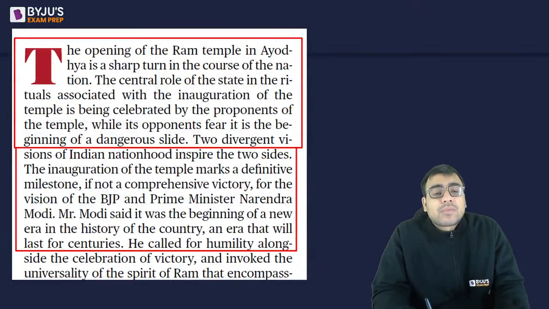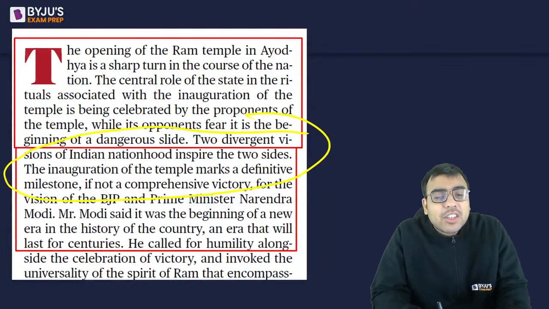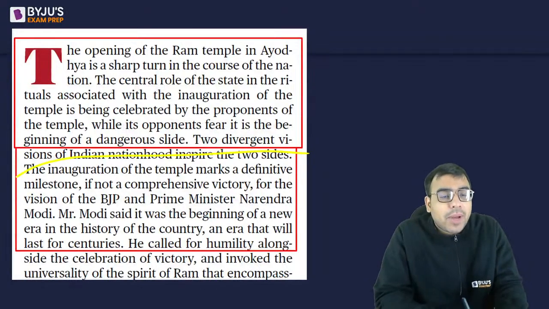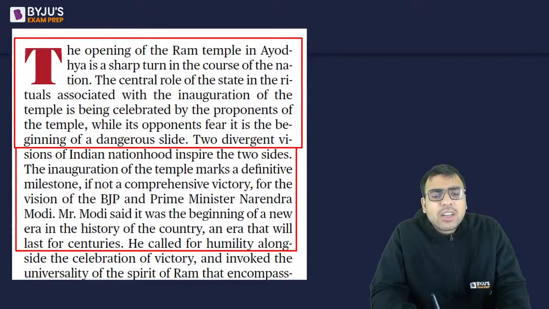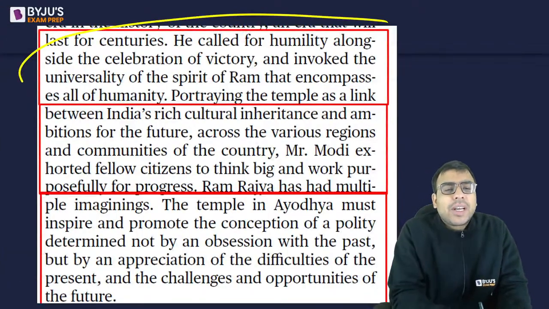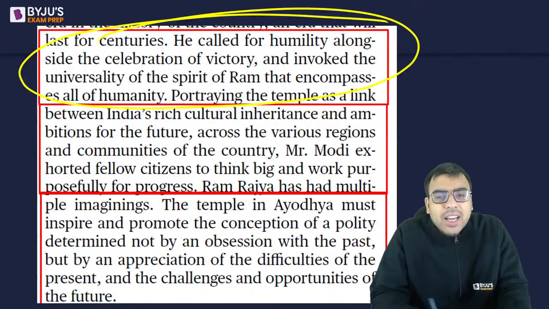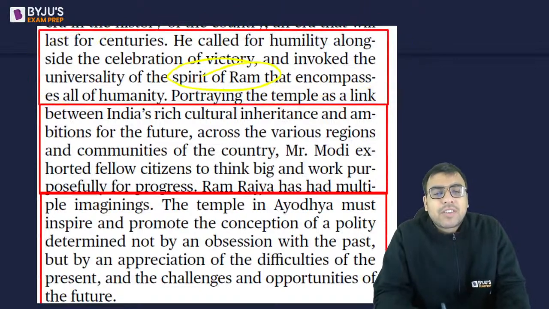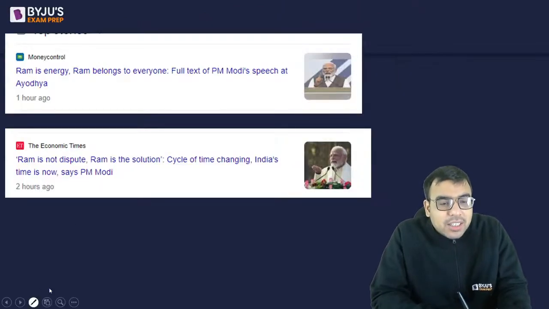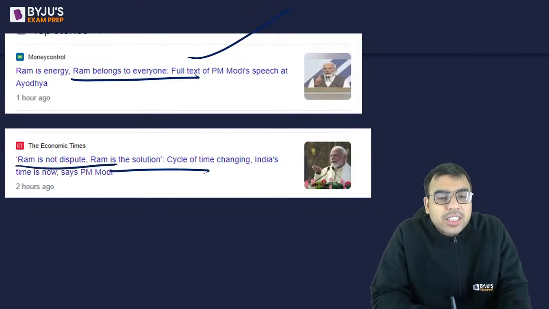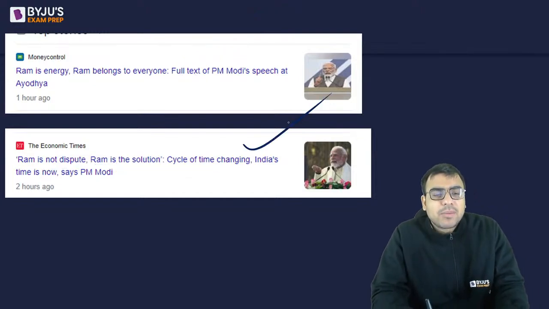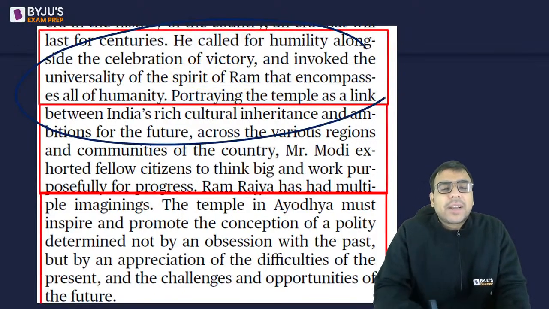Two divergent visions of Indian nationhood inspire the two sides. Inauguration of the Ram temple marks a definitive milestone, if not a comprehensive victory, for the government, BJP and all. He called for humility alongside the celebration of victory, and invoked the universality of the spirit of Ram. So PM Modi has said these words: Ram is energy, Ram belongs to everyone. Ram is not dispute, Ram is the solution. Cycle of time changing. So these are the things being quoted here.